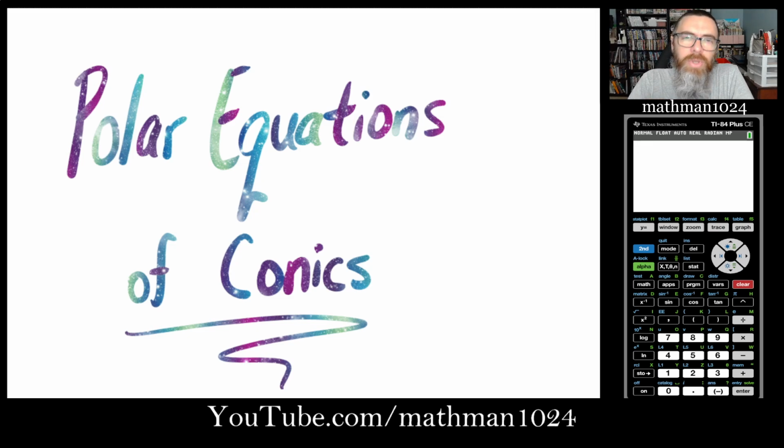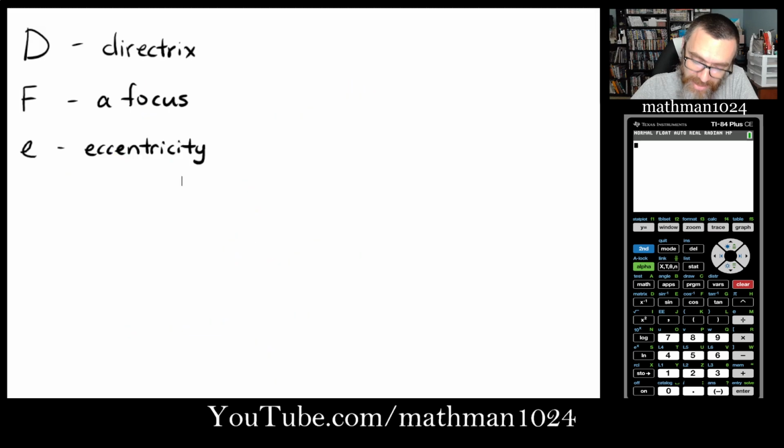In this video, we want to talk about polar equations of conics. Before we can really jump into that, I want to make sure that we have some ground rules established. When I see capital D, that's going to be the directrix, F is going to be a focus, and this lowercase e is eccentricity. Now, I know in the past we've seen e as being Euler's constant, but here it's not going to be that. It's going to be representing eccentricity.